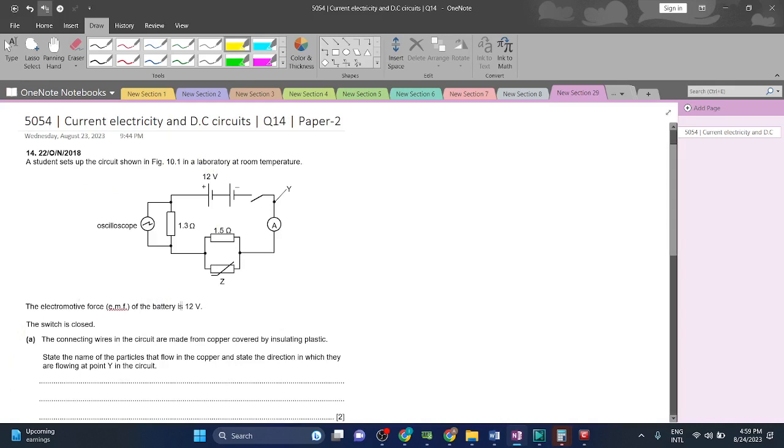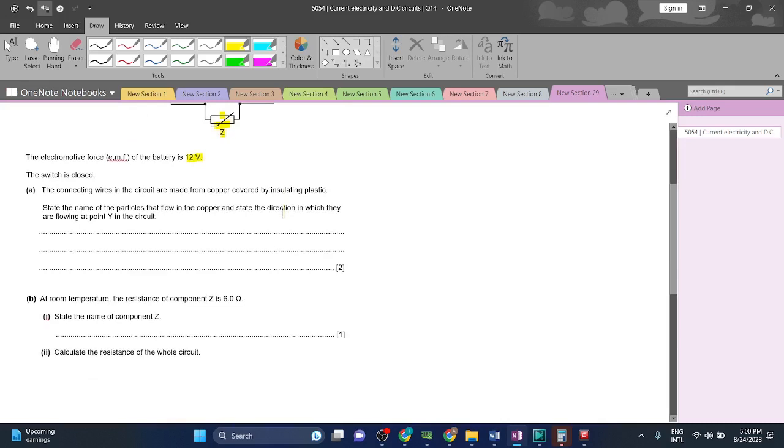The electromotive force of the battery is 12 volts. As we can see, it's 12 volts. और parallel में एक oscilloscope है parallel to the 1.3 ohm resistor और एक थर्मिस्टर यहाँ लगा हुआ है, and a fixed resistor, एक ammeter है and the point Y, I don't know yet.